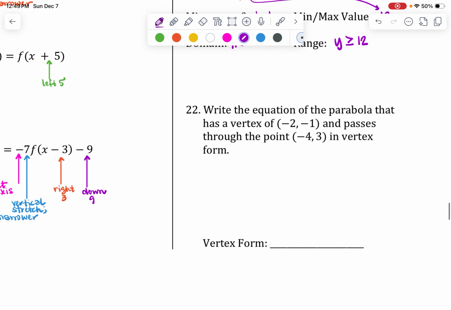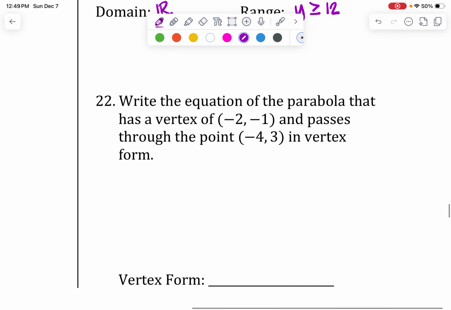All right, next one says, write the equation of the parabola that has a vertex of -2, -1, and passes through the point -4, 3. And they want you to write it in vertex form. Okay. So they gave you a lot of information here. So they gave you the vertex, which is super awesome.